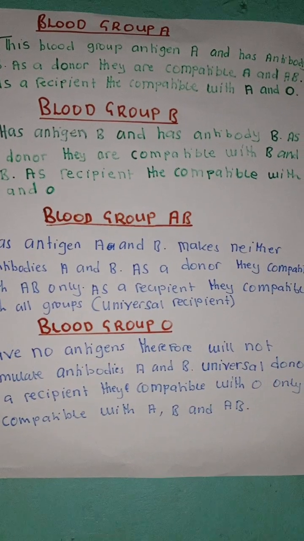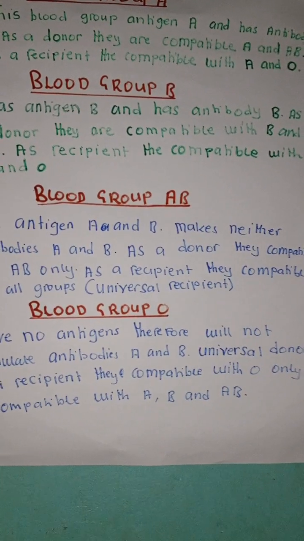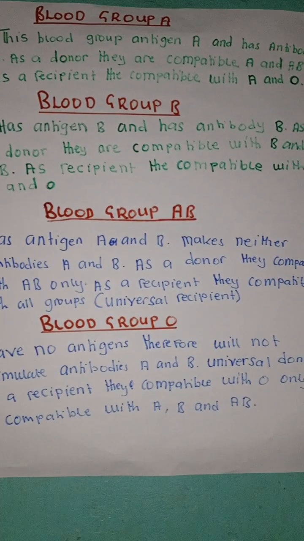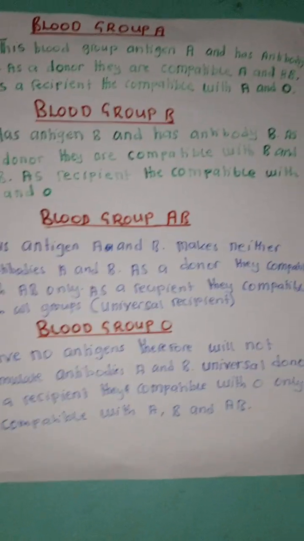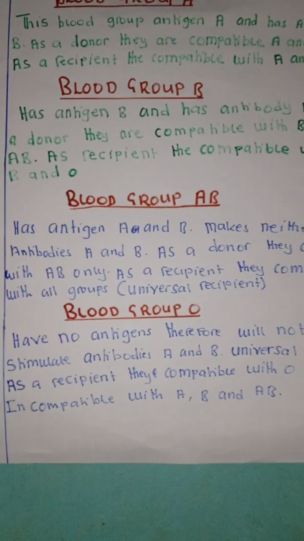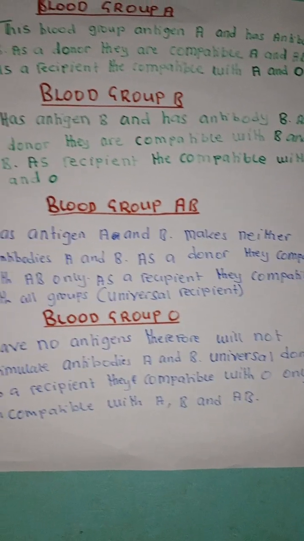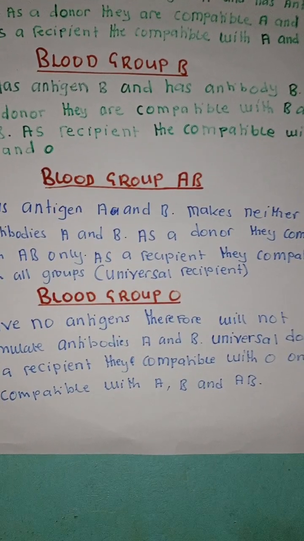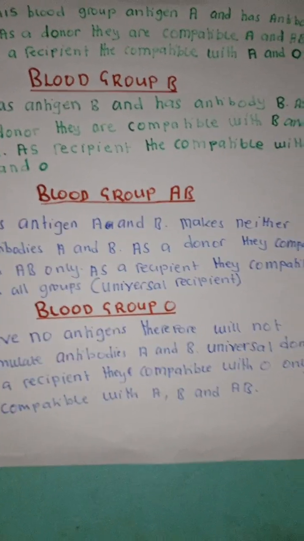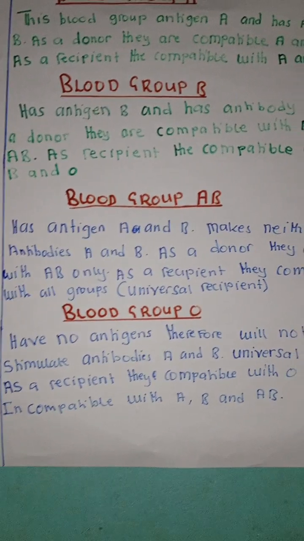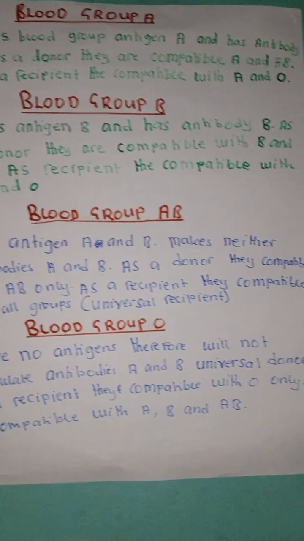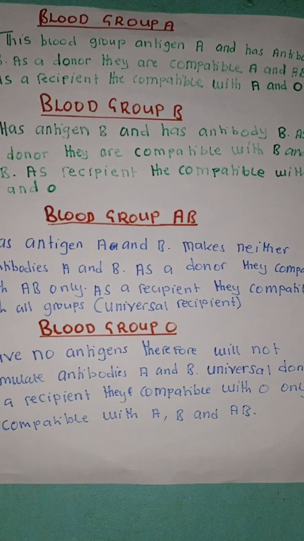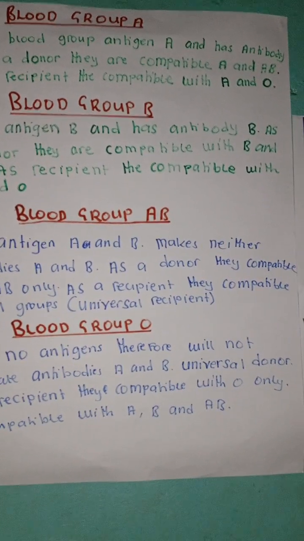Blood group AB has antigens A and B. They make neither antibody A nor B, so there are no antibodies to react. As a donor, they are compatible with AB only, because they have antigens A and B. As a recipient, they are compatible with A, B, AB and O. Why? Because they don't make antibodies that will react.